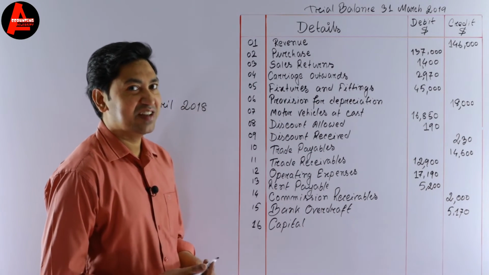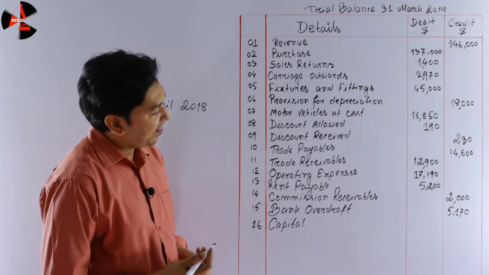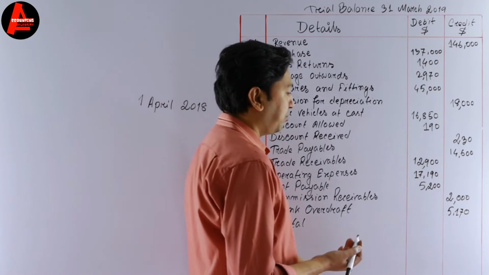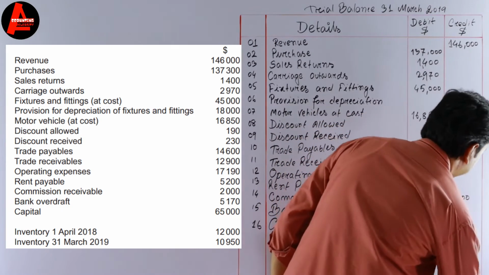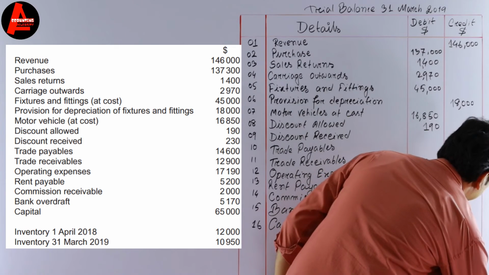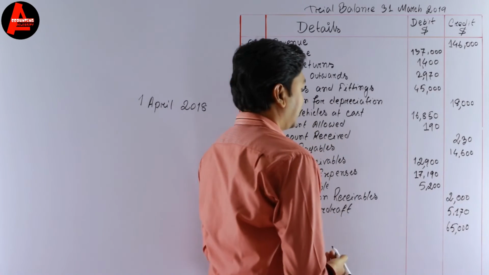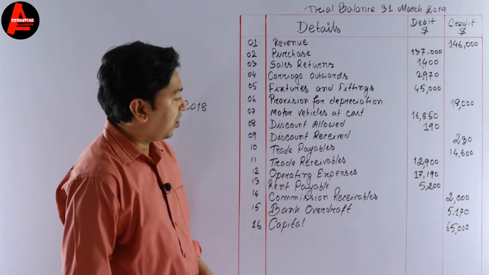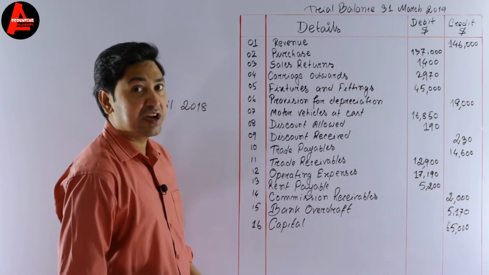Then the last one is capital. You know, capital is credit. Yeah, very simple. So capital is here how much? $65,000. So let us write here 65. So we recorded all the items given in the question.